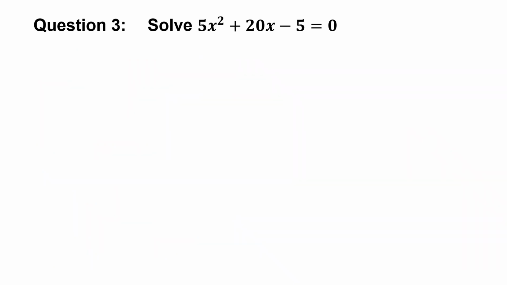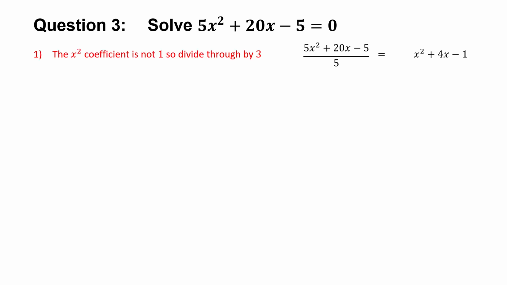So the next question we have is to solve 5x squared plus 20x minus 5 equals 0. So again, pause the video and unpause it when you're ready to run through the answer. So here we notice this is slightly different to the previous two questions. We have a 5 in front of the x squared. So the first thing we need to do is divide through by 5 to get this into a format where we can complete the square.